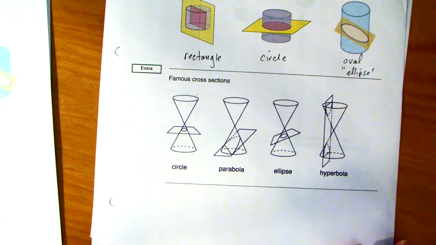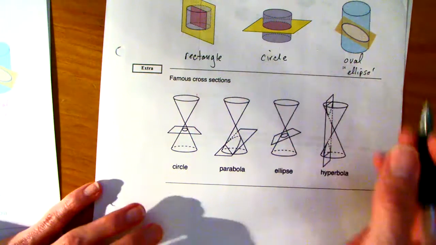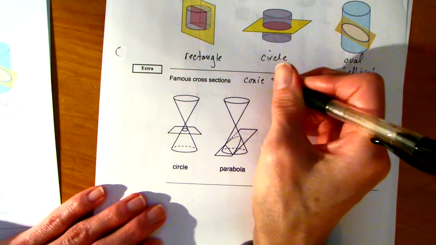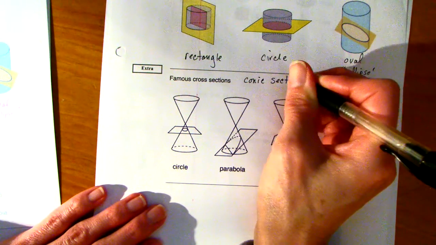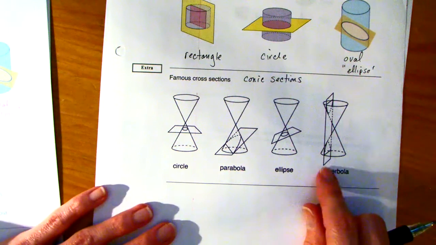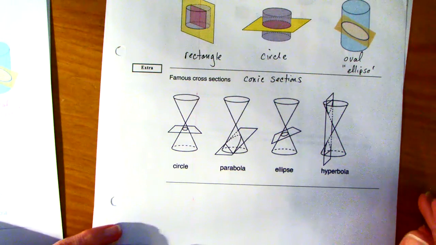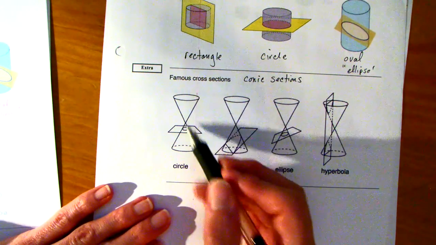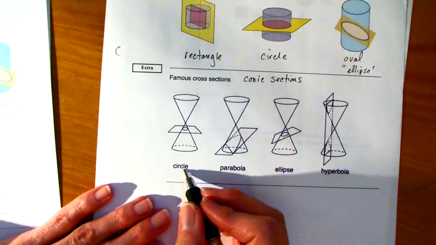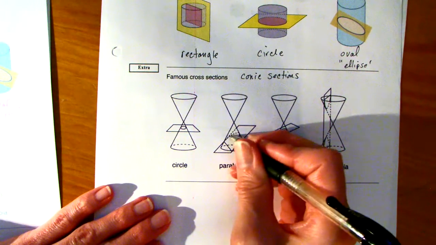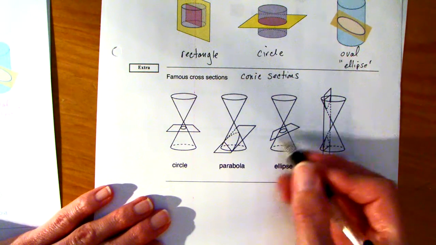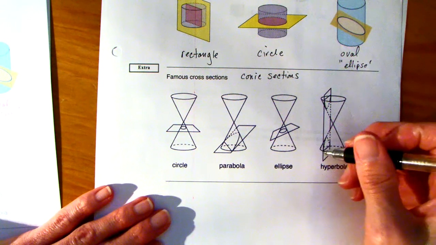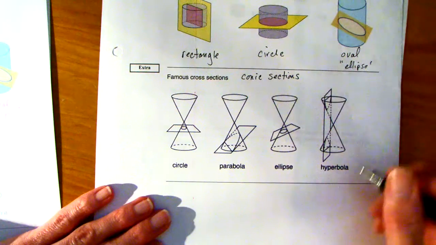So here are famous cross sections. These are called conic sections. I would like to go over conic sections a little bit with you if we finish our whole book before the end of the year, so we might have a week of this. Of course, you have two cones, one above the other. If you cut it going across, you get a circle. Cut it on a diagonal, you get a parabola. If you cut it right here, you'll get an ellipse. And if you cut straight up and down, you'll get a parabola this way and a parabola upside down this way. They call it a hyperbola.